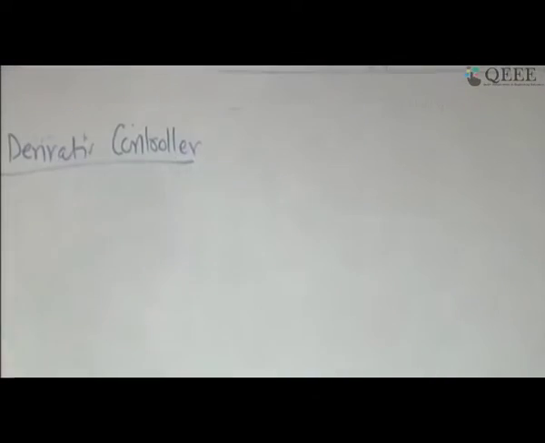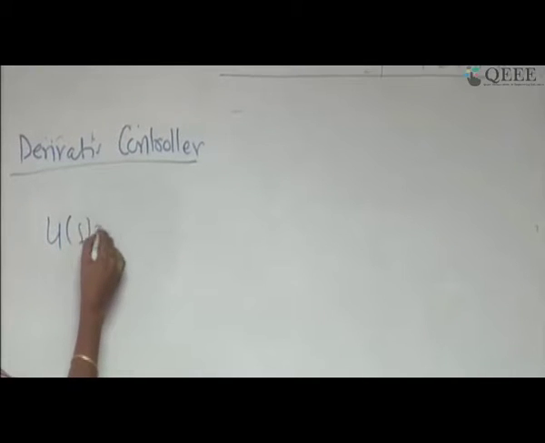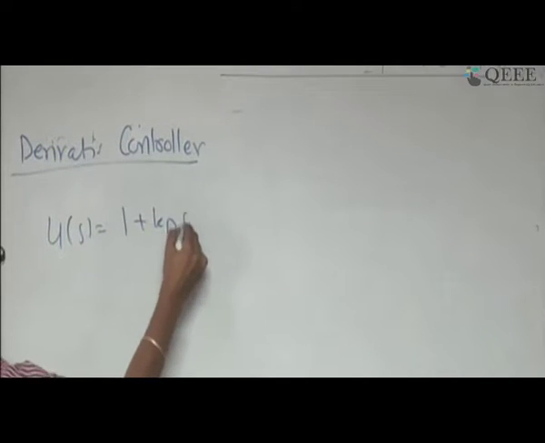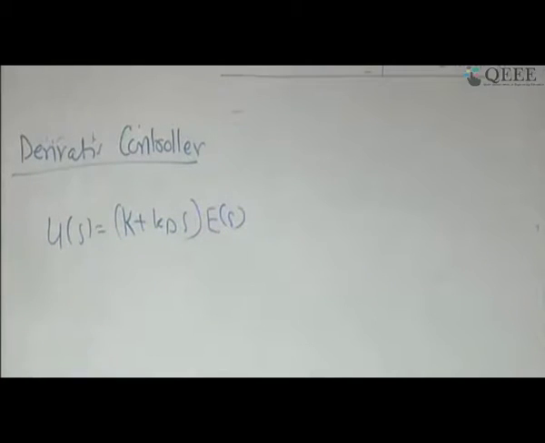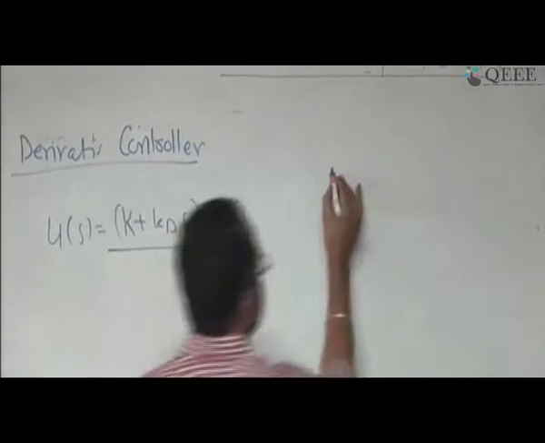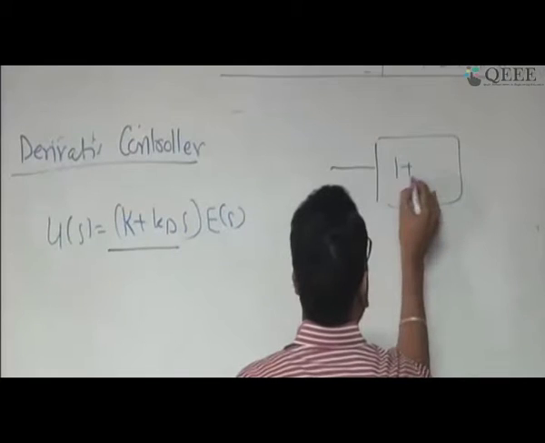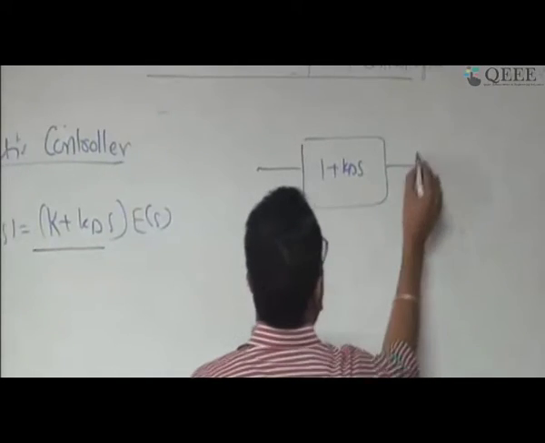the derivative controller. The derivative controller, as I discussed, u of s is going to be (1 plus kds) times e of s, something like this. Okay, this is what we have seen, correct? Your control signal is going to be proportional plus derivative of your error signal. I have written this in today's first 10 minutes which I have covered. Okay, so what you are doing is like 1 plus kds and there is some system.